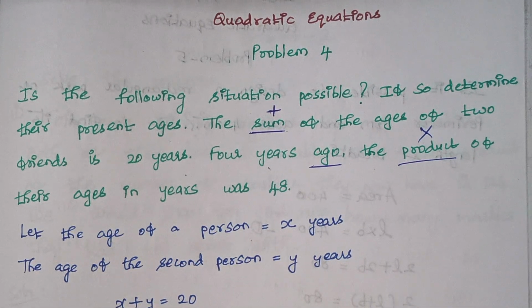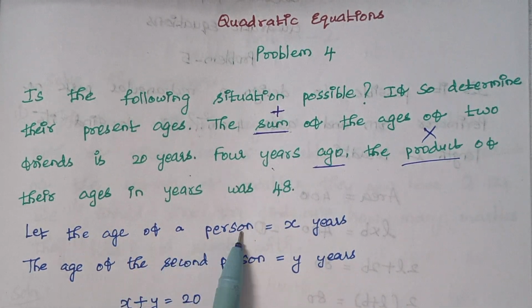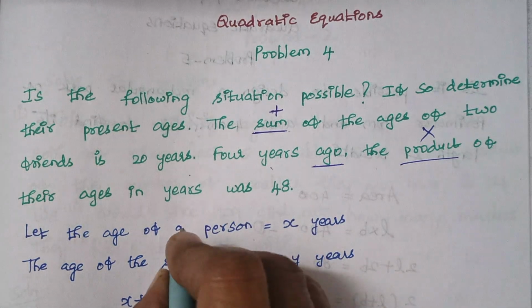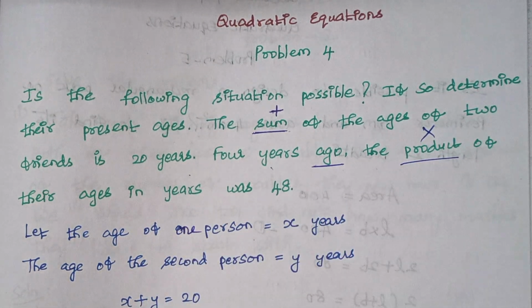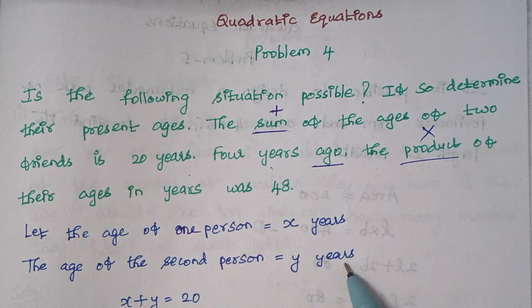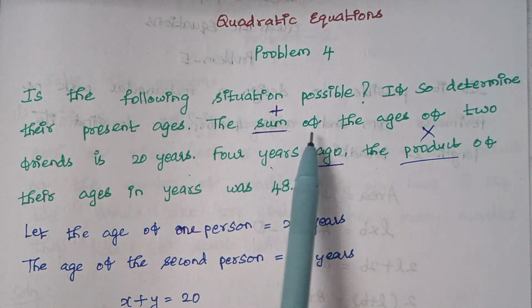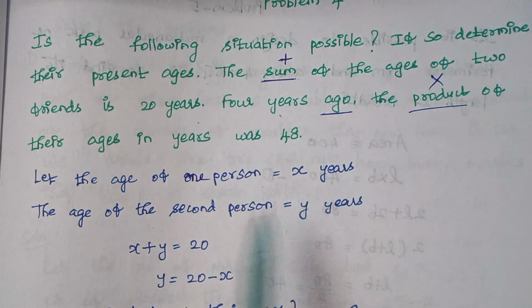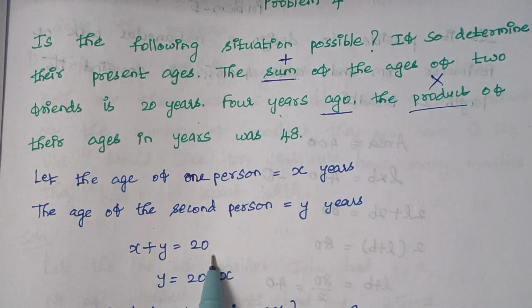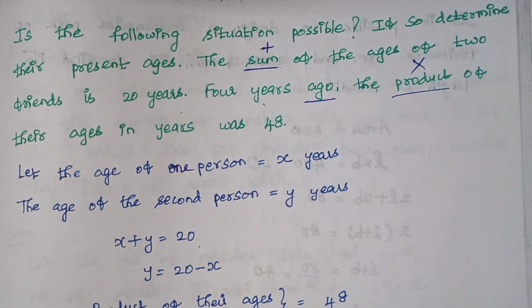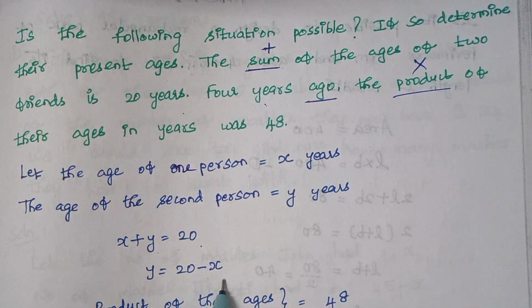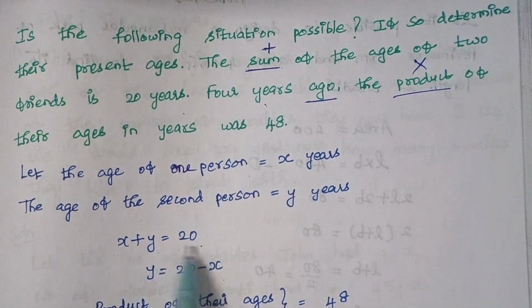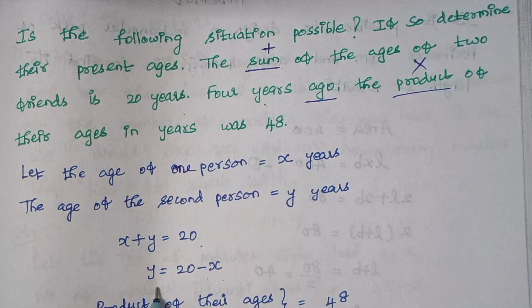So here the first thing is, let the age of one person be x years and the age of the second person be y years. Because we don't know, right? And sum of the ages is 20. Sum is nothing but we have to add. So x plus y is equal to 20. Therefore, here the value of y is 20 minus x. Right? From this equation, we are framing a relation like this.